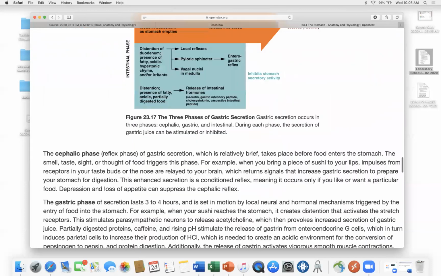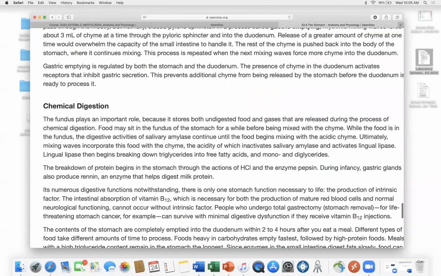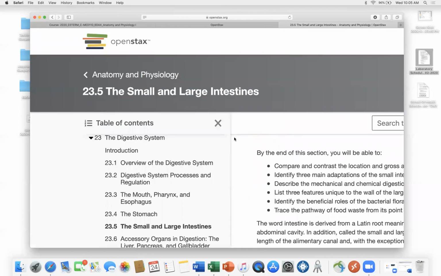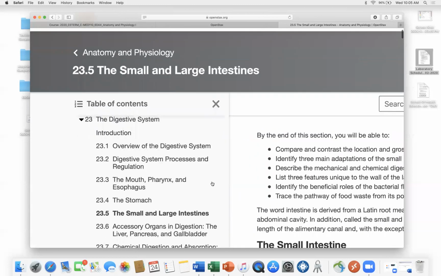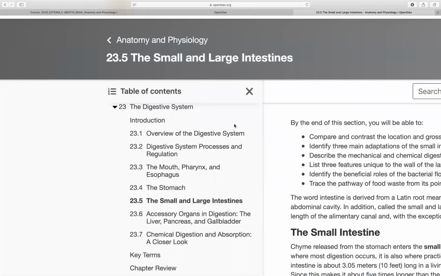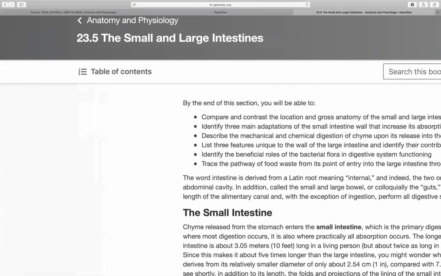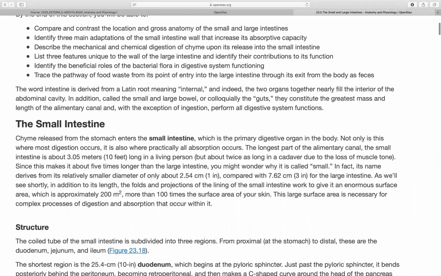We kind of talked about this. That's a mucosal barrier. We talked about that. Chemical digestion. We talked about that. What's going on? Why is it like this? Let's go to small and large intestines if it'll let me. Okay, small intestines and large intestines.